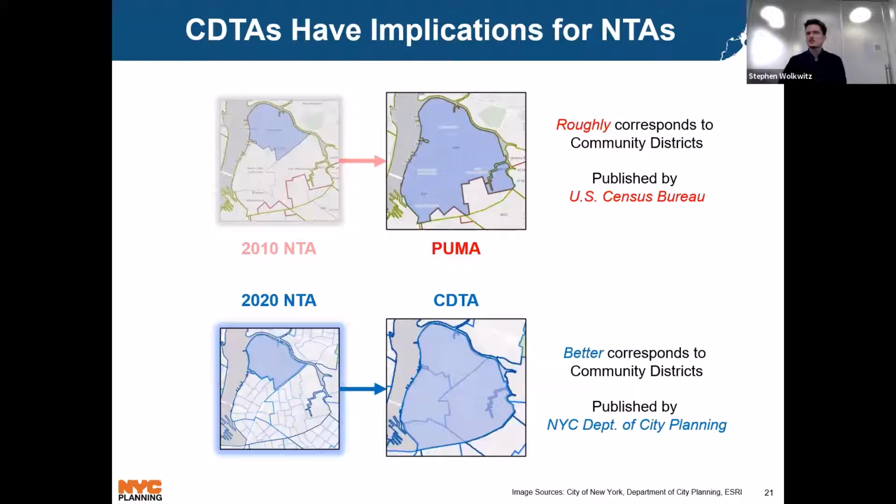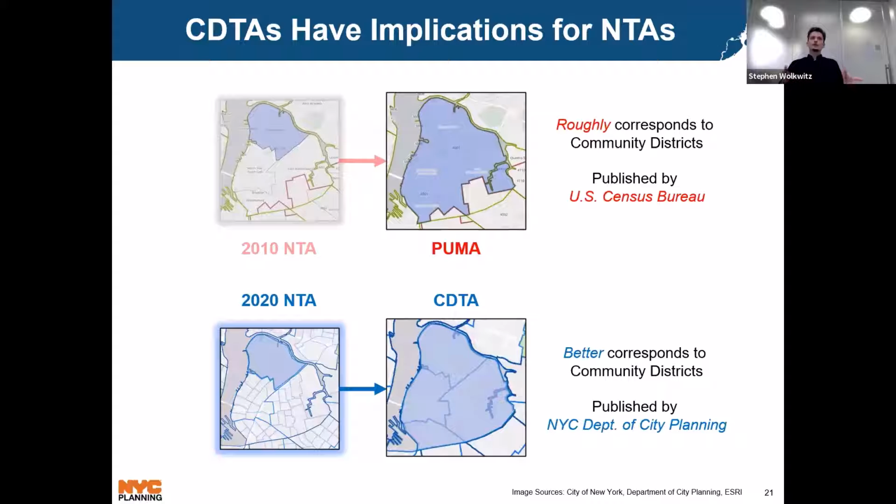Now, CDTAs, as I mentioned at the beginning of the presentation, have some implications for our NTAs. One reason that NTAs previously nested within Pumas is because Pumas were the closest thing we had to representing CDs at the time as far as census-related geographies. And every CD has a list of neighborhoods that it sees as constituent neighborhoods that it seeks to represent. And we wanted the NTAs to reflect that. And so as they nested within Pumas before, now that we have a geography that better reflects CDs, we reconfigured NTAs to nest within the CDTAs.